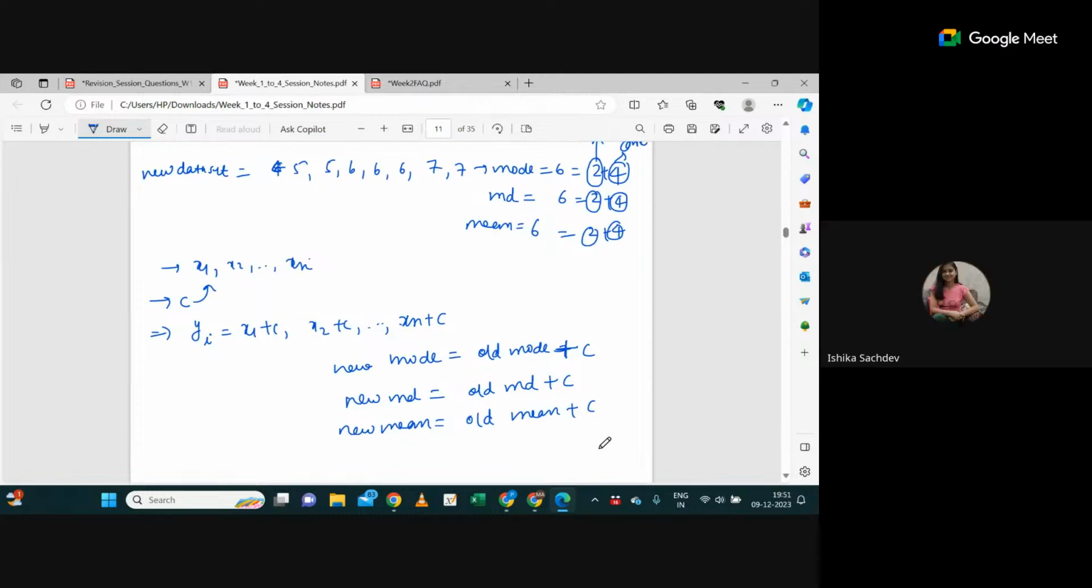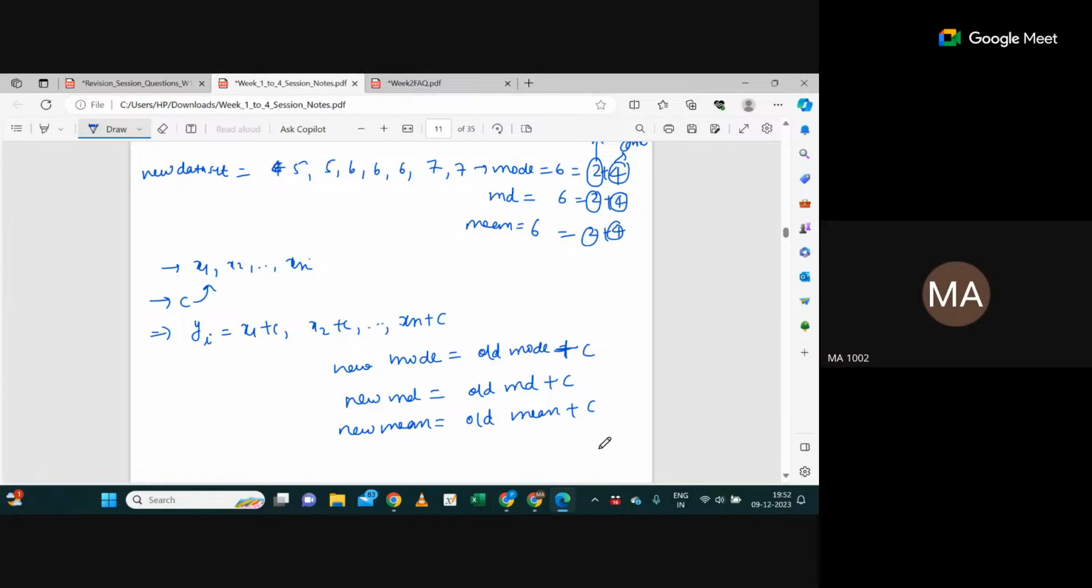Why is it necessary? Suppose in a class there are some 200 students, and the class teacher has given the marks, and you know the average marks is, let's say, 50. Suppose there is a discrepancy in one question, and the teacher wants to award 3 marks to all of the students. And I ask, tell me the average of the new data set. Is it good? You are going to add 3 marks to all the 200 students, and then calculate the mean. It's a tedious task, right?